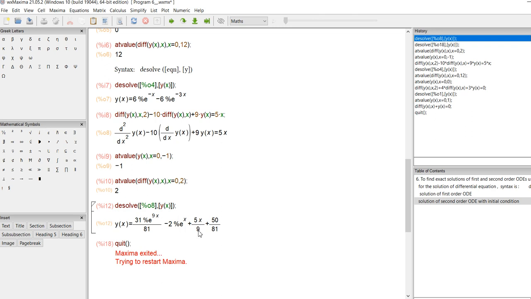Here this 5x by 9 plus 50 by 81 is your particular integral, and your solution of the differential equation with these initial conditions is 31 e to the power 9x by 18 minus 2 e to the power x.